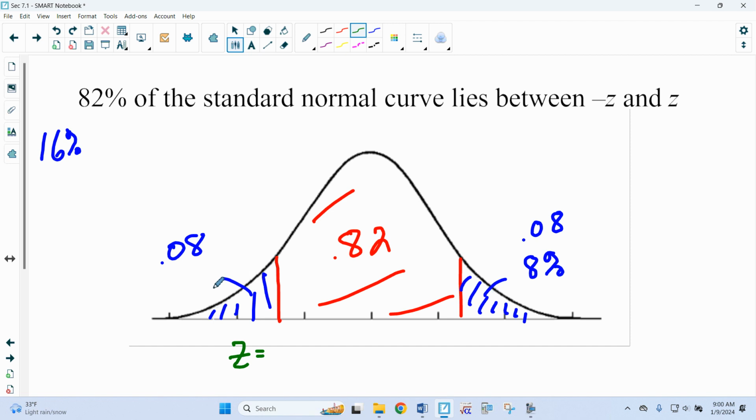And if I do that, I can get, let me find it, 0.08, and the closest I get is negative 1.414. Now, if I find that, I could go and figure out the other one. But when we're doing this Z, what works out is this over here, as we said, is symmetric. It's the exact same thing. I don't have to find another one. These are the same Z. If I have 8% to the left or 8% to the right, one is positive, one's negative, but they're the same number.